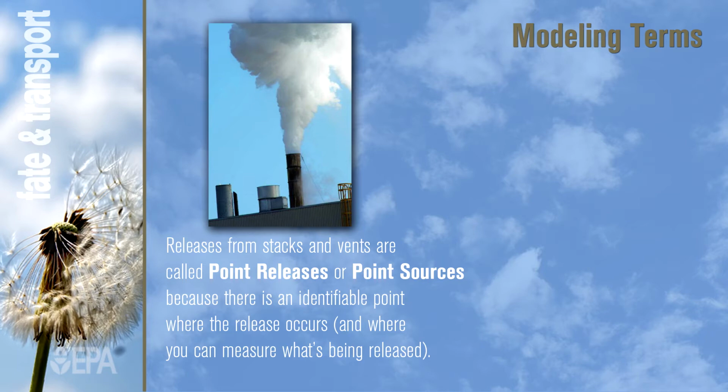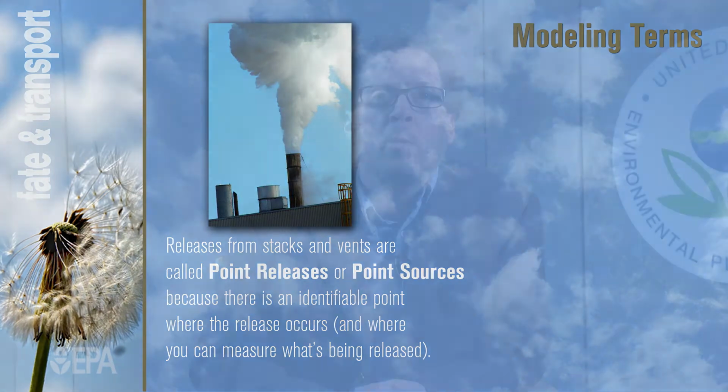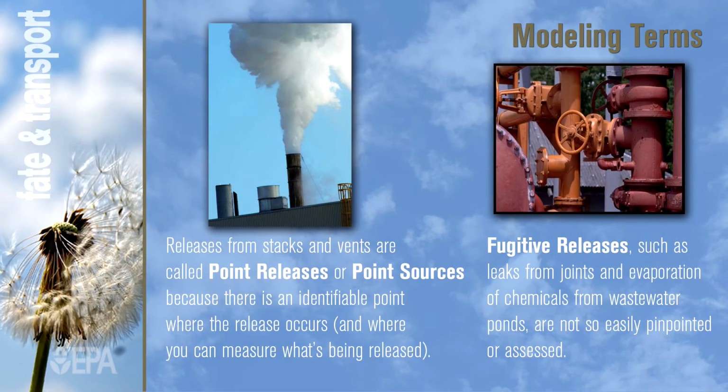So we'll know all about the physical characteristics of the stack itself. We call these point sources. When we really don't know exactly where the pollutant's coming from, say for instance coming from leaks at an oil refinery that come from pumps and flanges and all sorts of equipment around the facility itself, we call these fugitive emissions. A wastewater pond where you have air toxics off-gassing from the pond could be an example of a fugitive release.